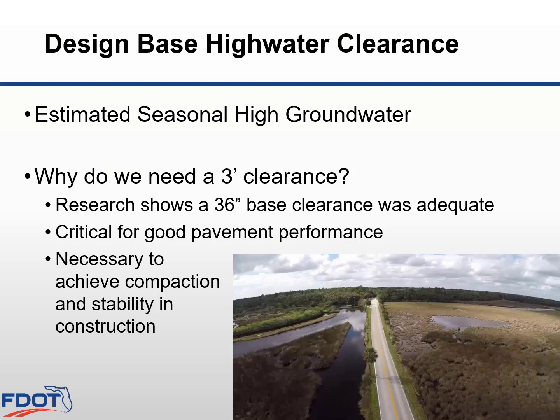So just to be clear, when you're talking about pavement design, the base clearance is in reference to the estimated seasonal high groundwater. So why do we need a 3-foot base clearance? Well, the 3-foot dimension was determined through research and through observed performance experience. The results of that research show that a 36-inch base clearance was considered adequate for the base protection of most of the subgrades against high groundwater table. Other reasons for providing an adequate clearance between the bottom of the base and the estimated seasonal high groundwater are to help ensure good long-term pavement performance and also to help achieve compaction and stability during construction.